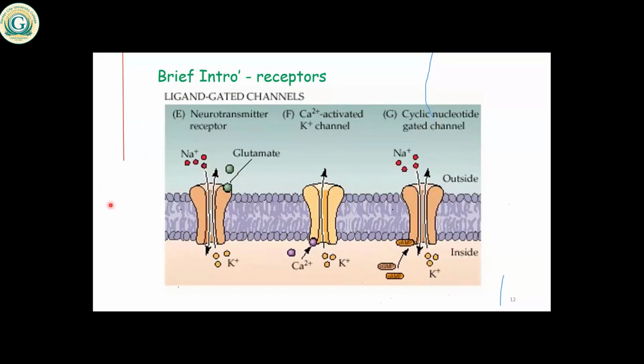The first type of pharmacological receptor: the ligand-gated ion channels. Why do we call them ligand-gated ion channels? Let's start from the word ion channel. This is a membrane-bound receptor. So what you see here is the cell membrane.